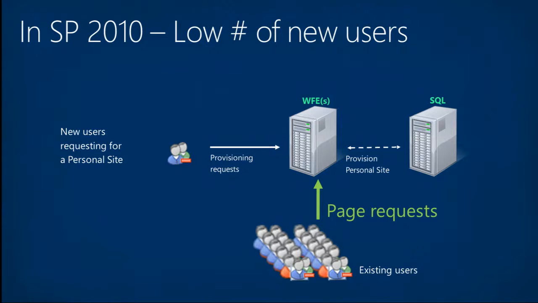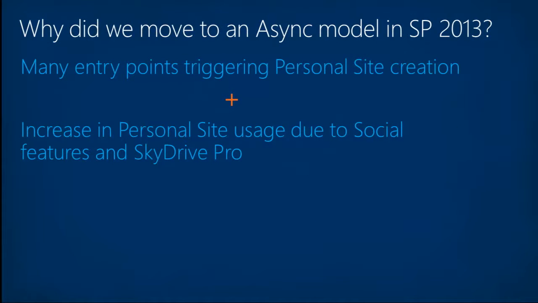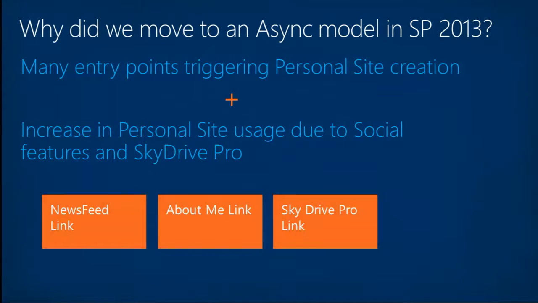But then why did we move from a synchronous model to an asynchronous model? The main reason is we increased the number of entry points which trigger personal site provisioning. So just to give an idea, we used to have one entry point in 2010. We now have three entry points on the browser.